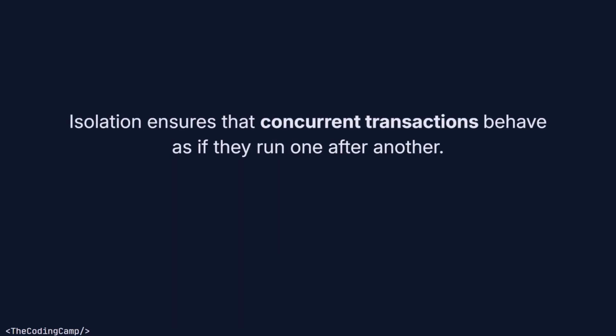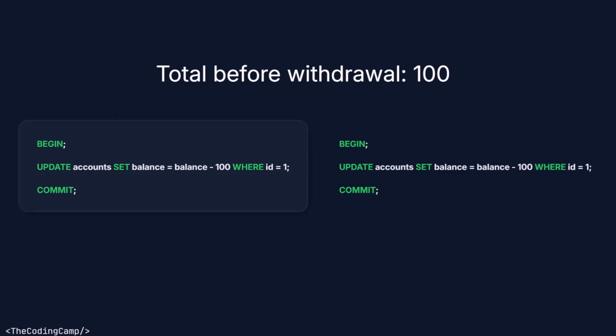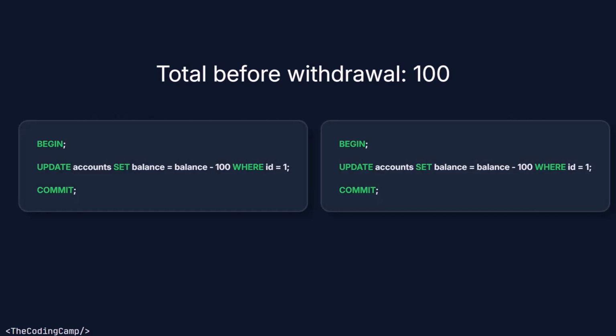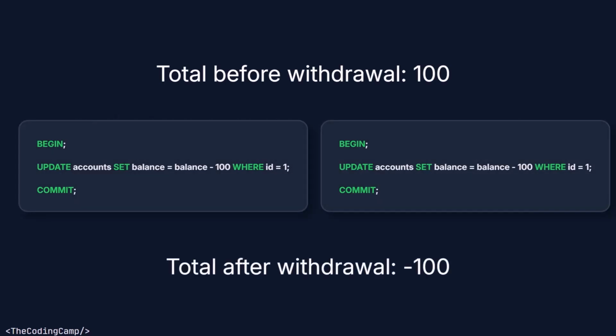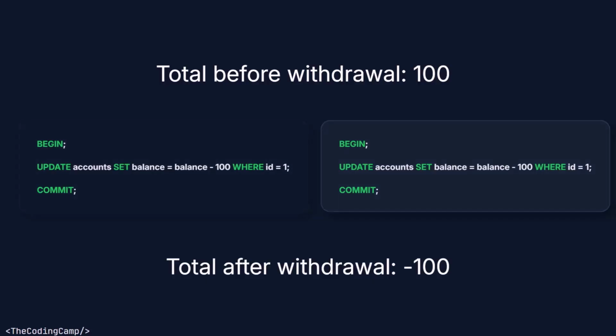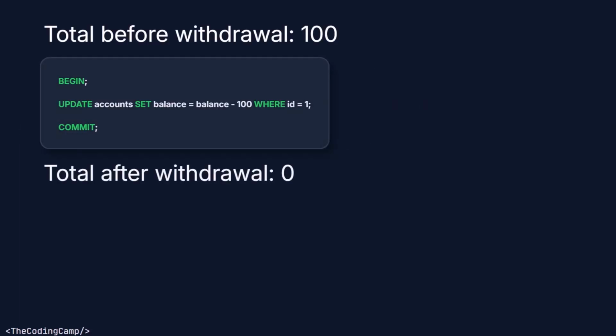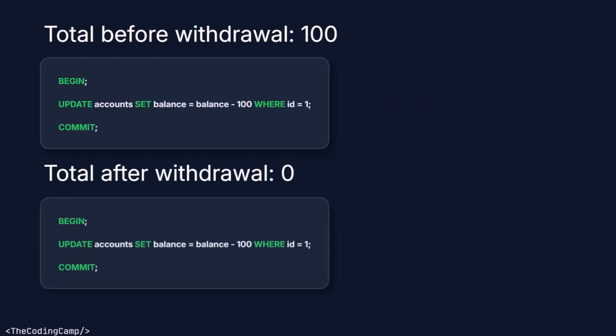Isolation ensures that concurrent transactions behave as if they run one after another. Imagine two users withdrawing money at the same time. Without isolation, the total withdrawal may be incorrect. With isolation, each transaction runs in sequence, even if they start at the same time. In this case, the second withdrawal is rejected due to insufficient balance.